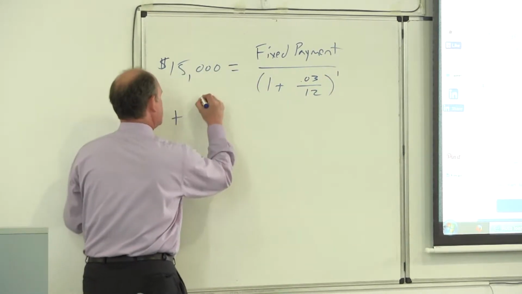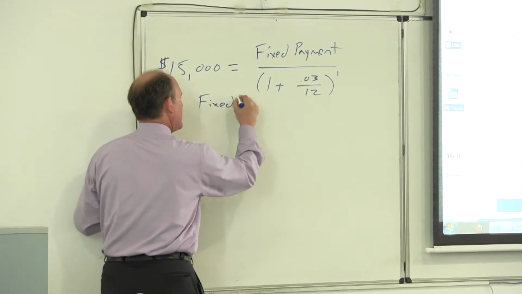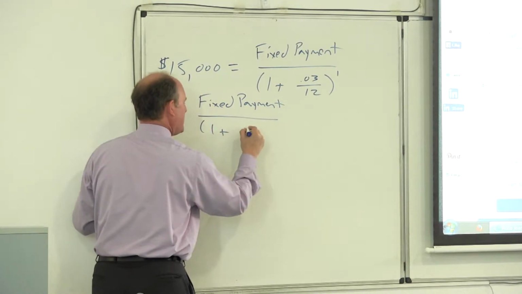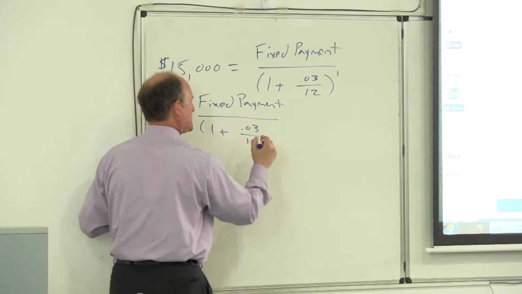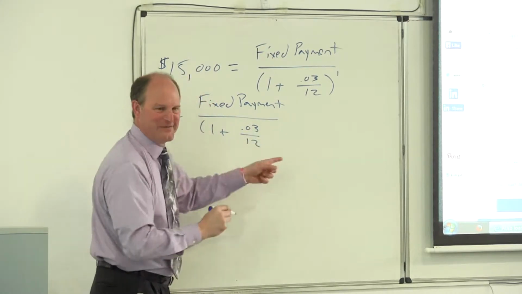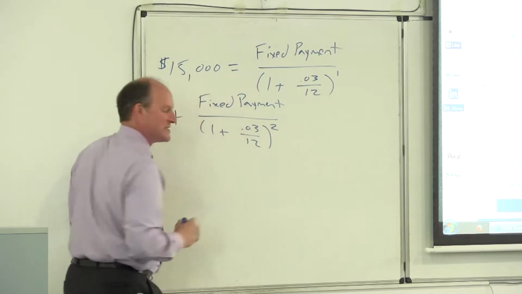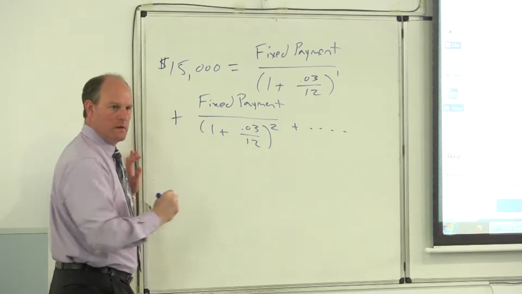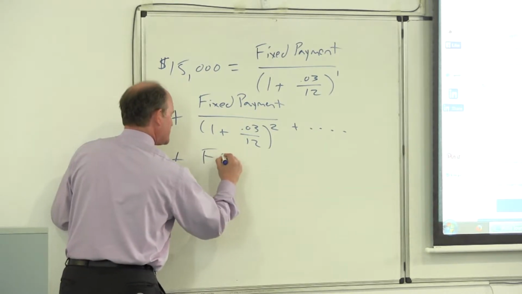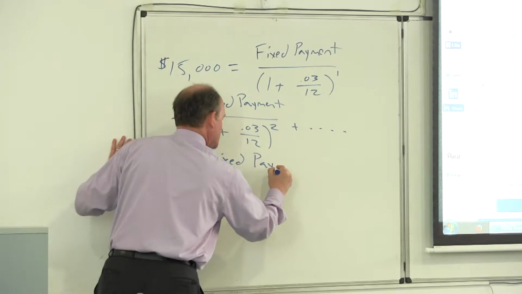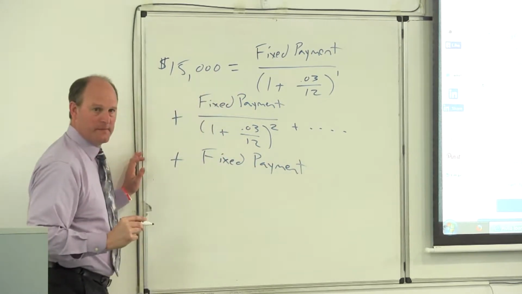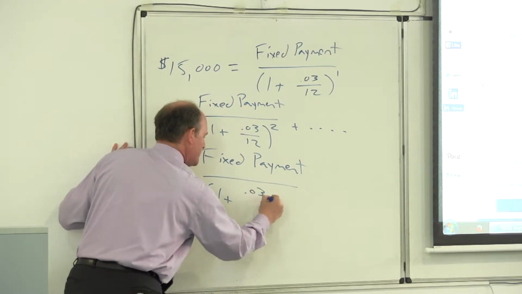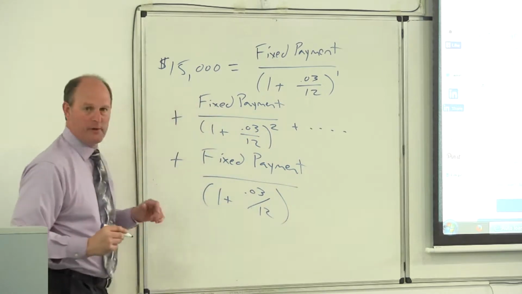And then plus the fixed payment over 1 plus 0.03 divided by 12, raised to the second power. Plus, and so on. Plus the last term, the last fixed payment, divided by 1 plus 0.03 divided by 12.